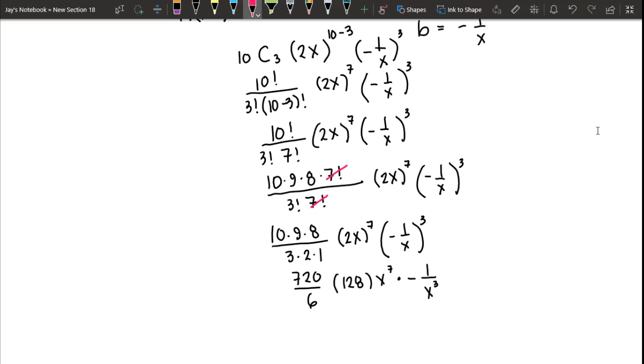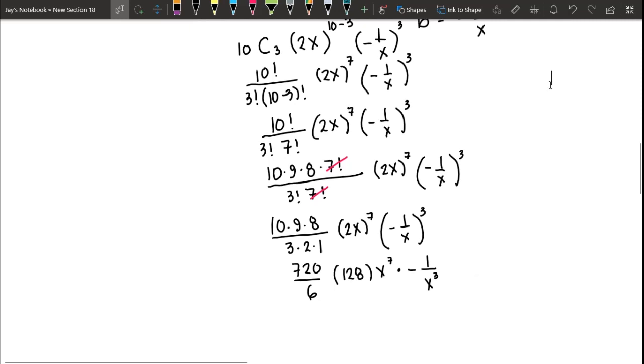Now you can simplify it further using your calculator, or you can try it manually, but that would take us longer to simplify. So we can use our calculator instead. Now take note, we have a negative sign on our expression. So this would give us negative 15,360. Now we have x raised to the 7th as the numerator, and x cubed at the denominator. So we can say that we have x to the 7th divided by x cubed.